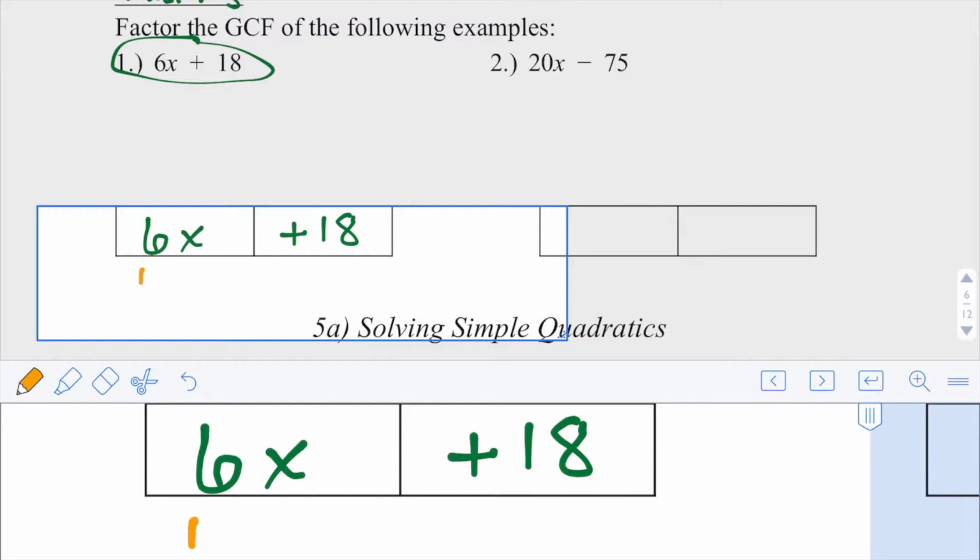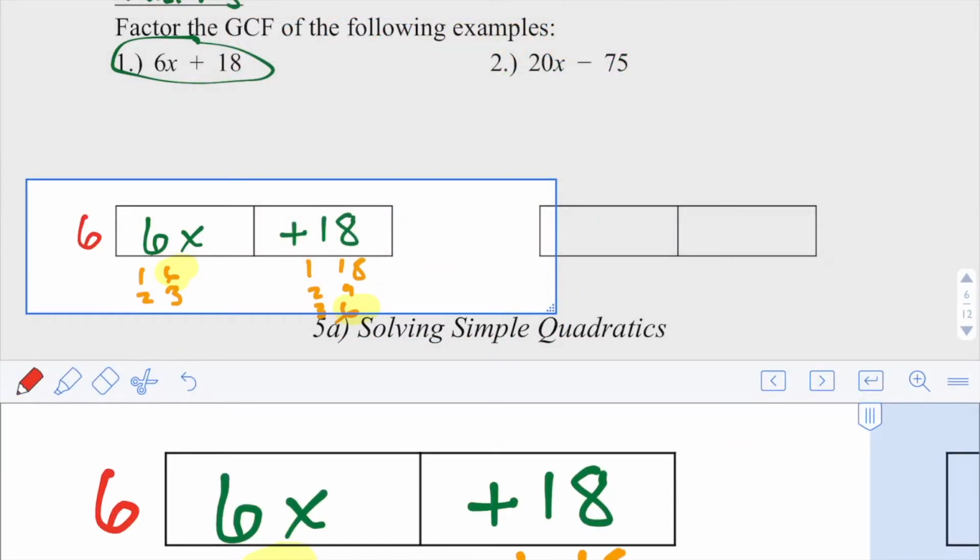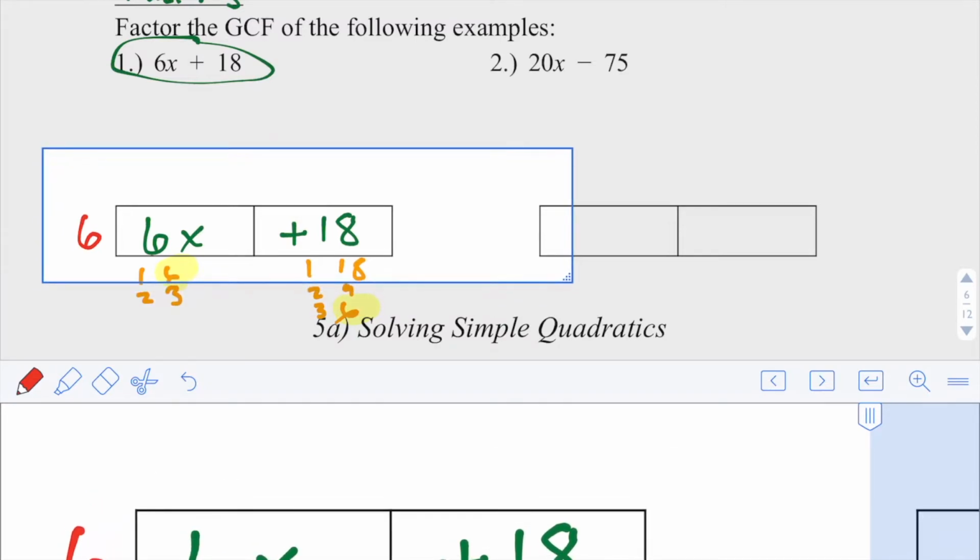So let's find it. We have 1 and 6, 2 and 3. We have 1 and 18. We have 2 and 9. We have 3 and 6. The biggest GCF in both of these is this 6 right here. So now I can pull that 6 out. Now what I have to figure out is what do I have to multiply 6 by to get 6x? Well, that's pretty simple. x. 6 times x gives me the 6x.